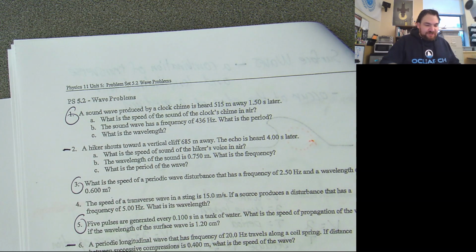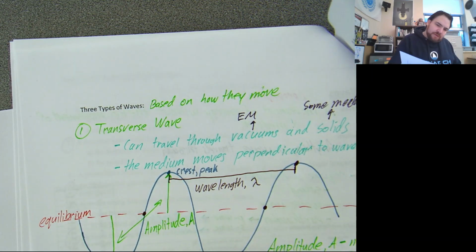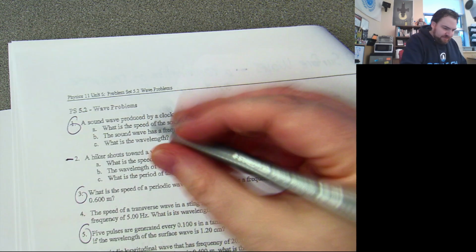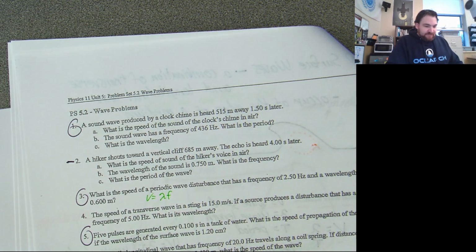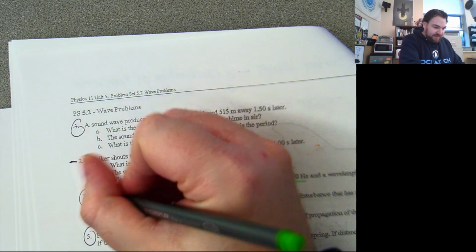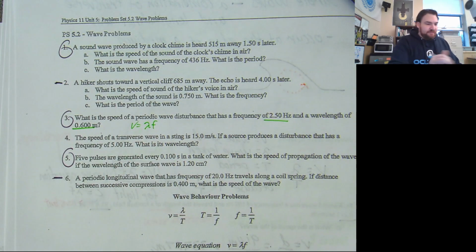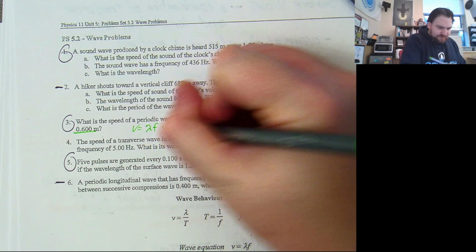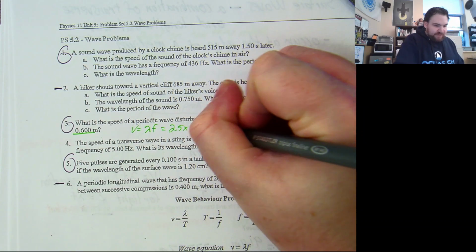Okay, the third one from the upper ones. What is the speed of a periodic wave disturbance that has a frequency of 2.5 hertz and a wavelength of 0.6 meters? Well, the wave equation is V equals lambda F. There's F, there's lambda. All you gotta do is multiply those two values together. So 2.5 times 0.6, whatever that is.